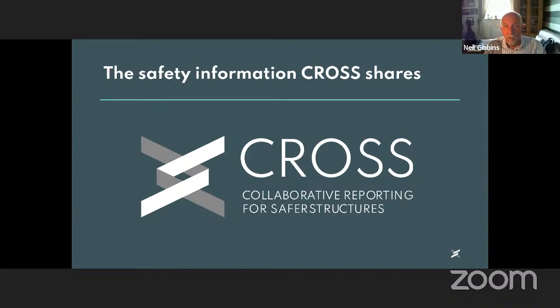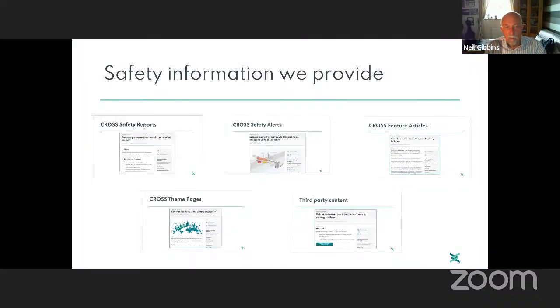What sort of information do we share? What have we received already that is out there? We can publish the reports, as I've discussed the process, by receiving from third parties. We issue alerts if something comes to the attention of CROSS that we feel should be fed in very quickly, and the word alert should have got a clue in the title.